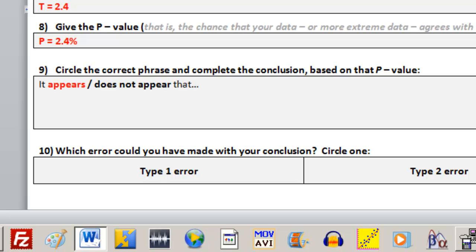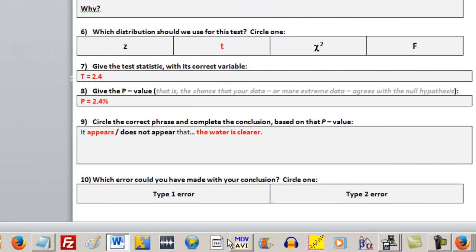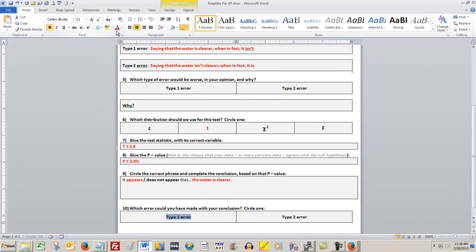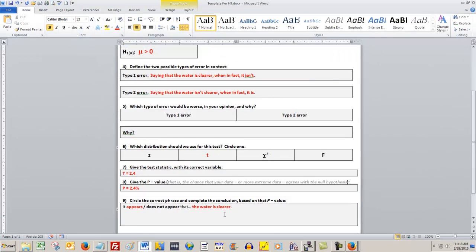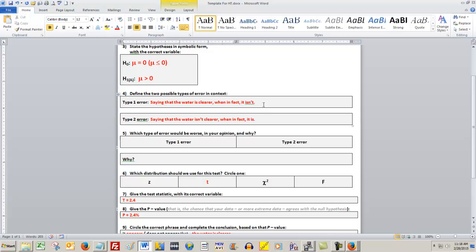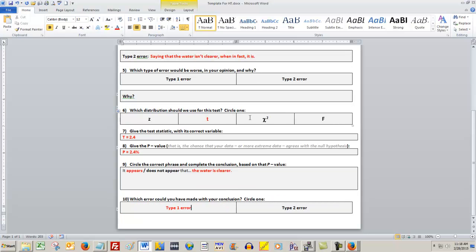I'm going to be lazy. I'm going to copy this right down. It appears that the water is clearer. Now, since we said it appears something changed, we could make a type 1 error. And if up here you said that was your worst case scenario, you might have wanted to adjust your confidence at the outset of the problem.